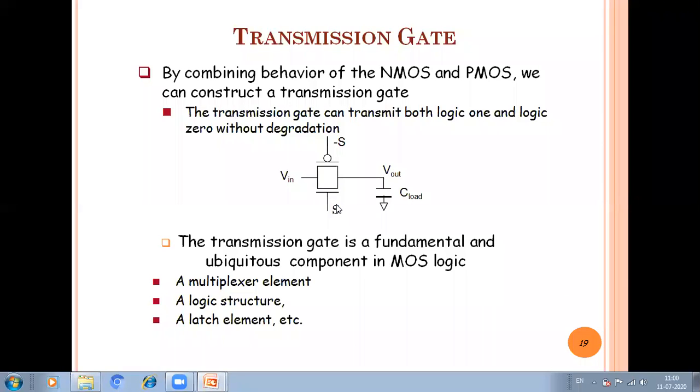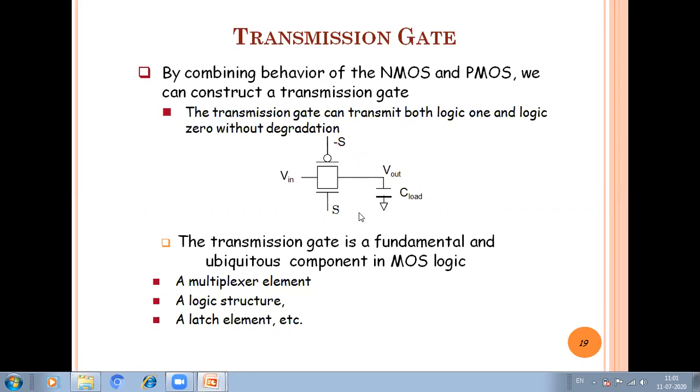Here you can apply the input signal at the gate terminal of the NMOS, and here we apply the input signal to the gate terminal of the PMOS. Here this is the input, and at this terminal we will get the output. That output is connected to the load capacitance.